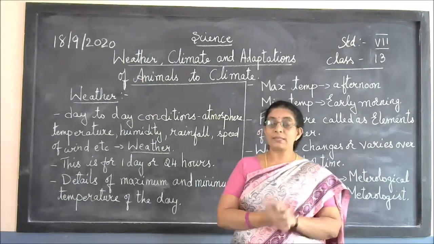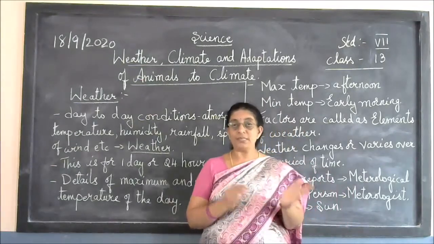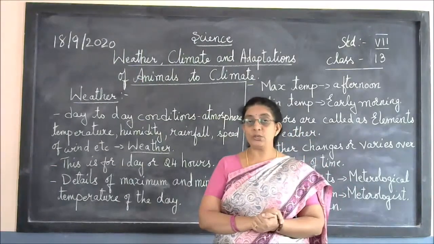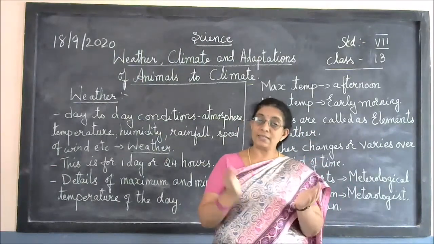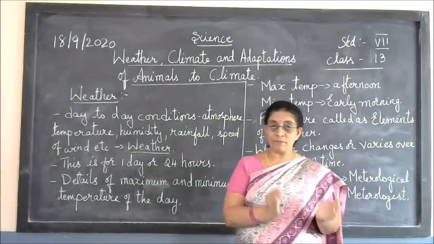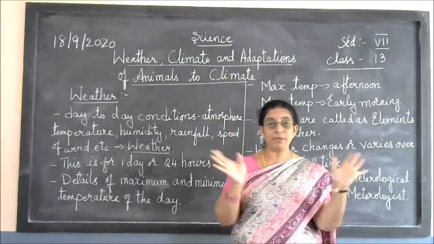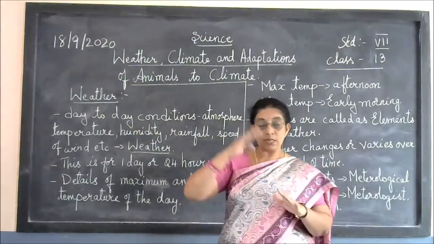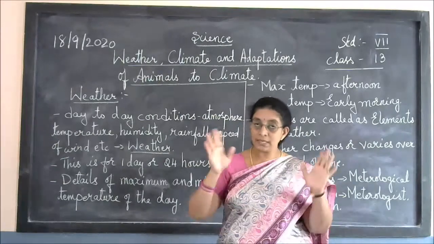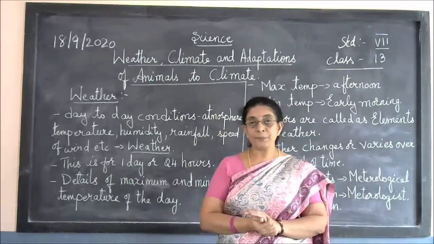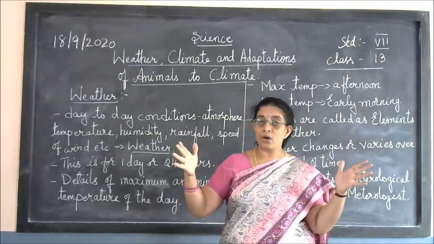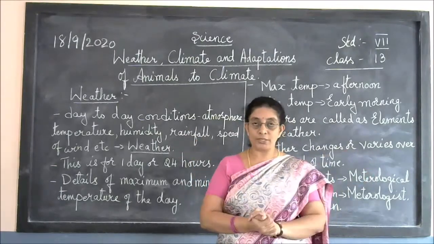Now when you take the seasons, the summer season and the winter season, during the summer season, you might have observed that the sun rises very early in the morning. That is, early in the morning itself, it will be bright outside. And towards the evening, even after 7 o'clock, it will still be bright outside. So that means during the summer season, the days are long and the nights are short.